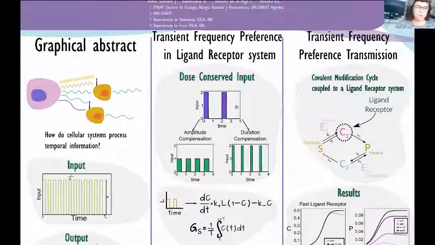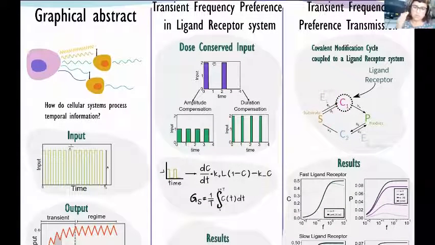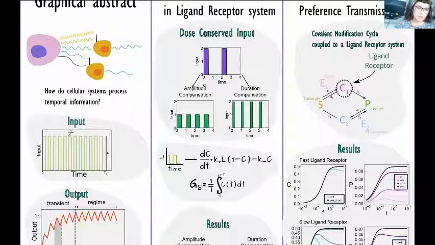We are going to work now with ligand receptor systems, and we are going to work with dose conserved input protocols, where we keep the total dose of the input constant. We do that by changing input parameters between one period and the other so that the color that represents the integral, the total dose, stays constant.